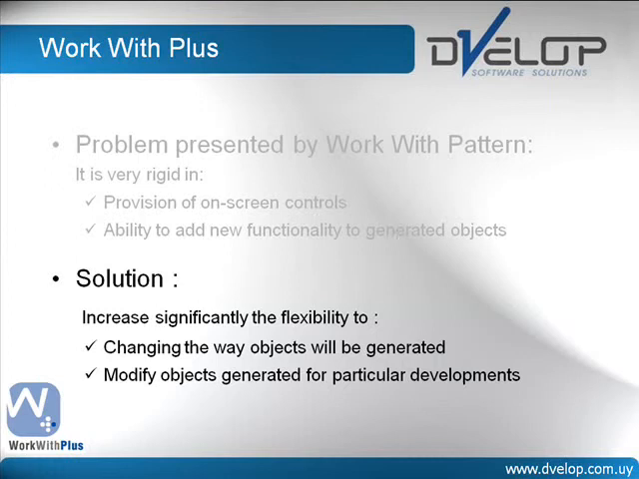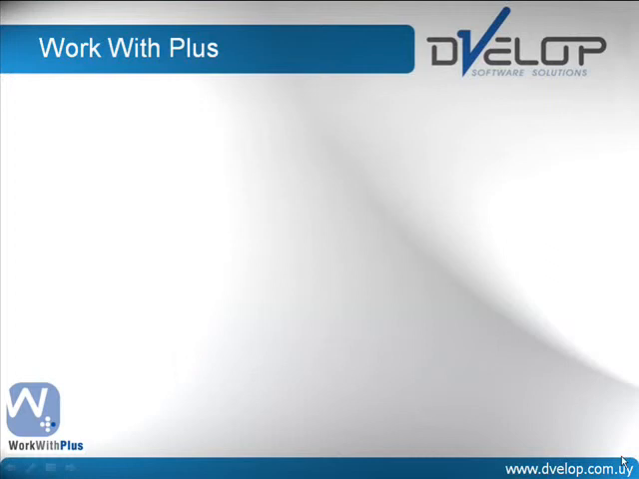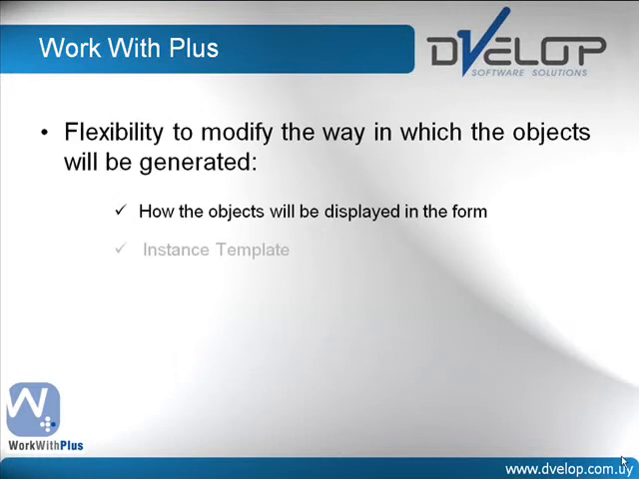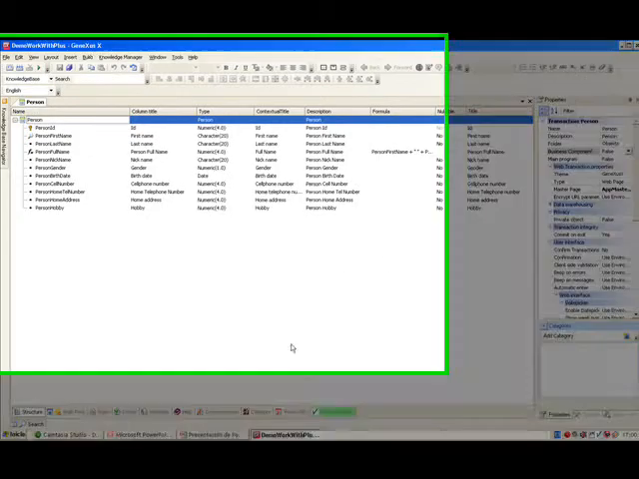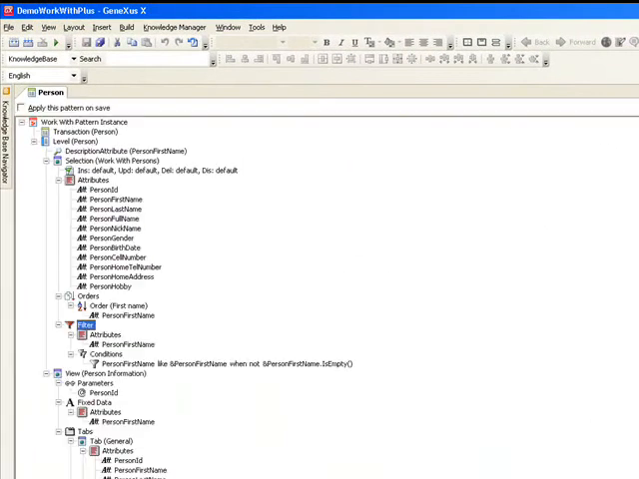In order to allow flexibility in the way the objects are generated on the screen, WorkWithPlus changes the concept of what the nodes of an instance are. Let's take a look at the transaction Person on the WorkWith pattern instance. Here, each node represents some aspect of configuration of the objects that will be generated. For instance, we can specify which filters to add, which objects will be displayed, etc.